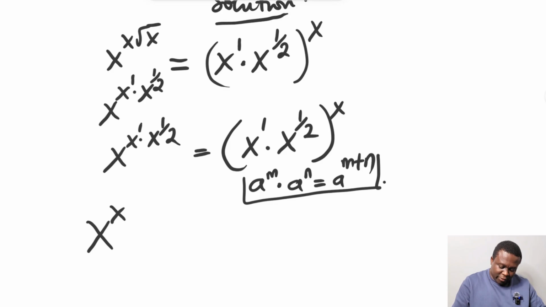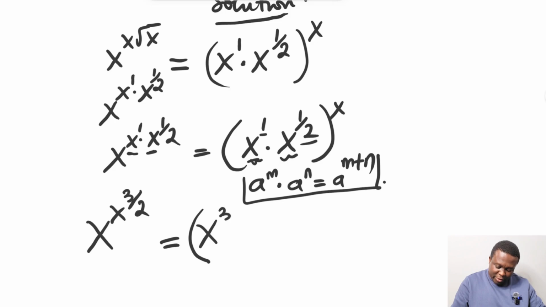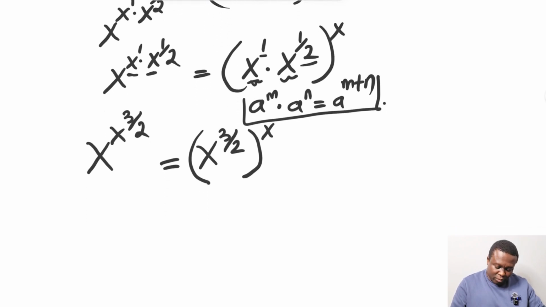1 plus half will give us, because we have the same base, 3 over 2. And this will be equal to x, 1 plus half, because we have the same base, 1 plus half will give us 3 over 2. Everything raised to the power of x.